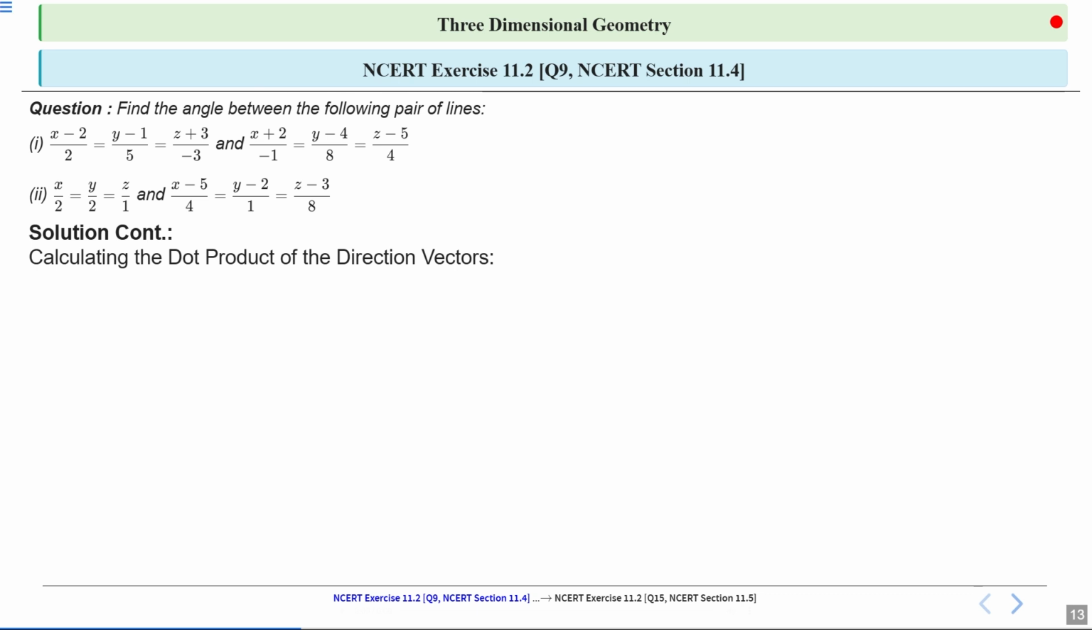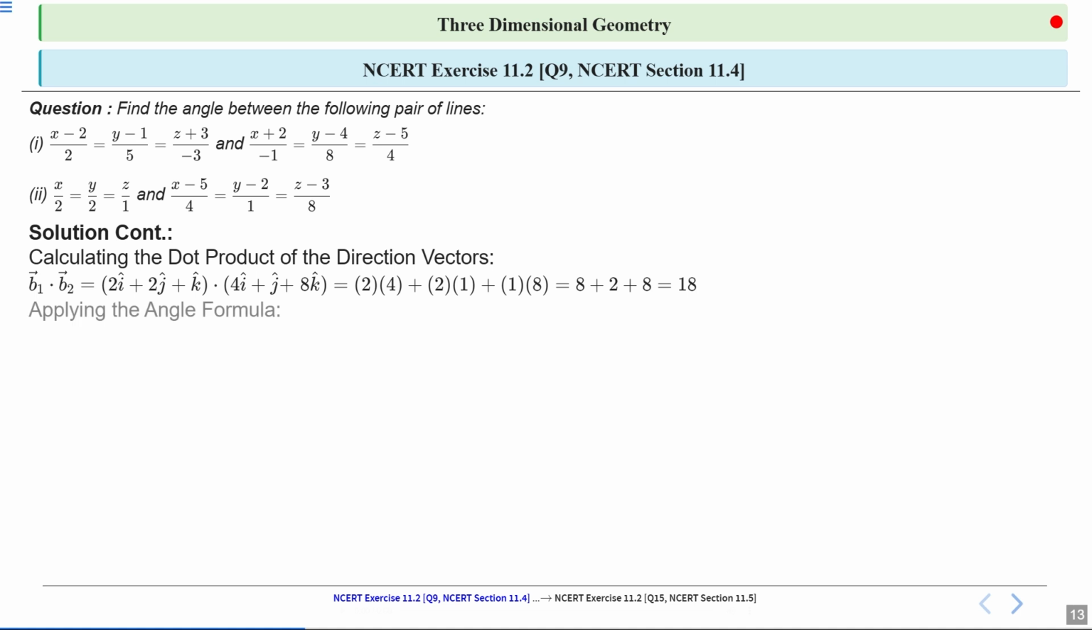Now let's look at the calculation of the dot product for the second pair of lines in more detail. We multiply the corresponding components, b1 vector dot b2 vector. We will get (2i cap plus 2j cap plus k cap) dot (4i cap plus j cap plus 8k cap), which is equal to 2 into 4 plus 2 into 1 plus 1 into 8, which will be equal to 8 plus 2 plus 8, which is 18.